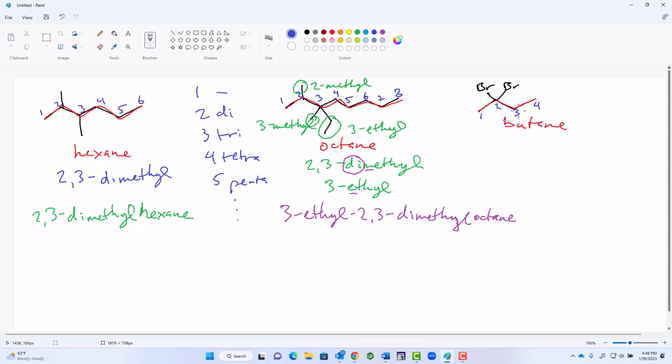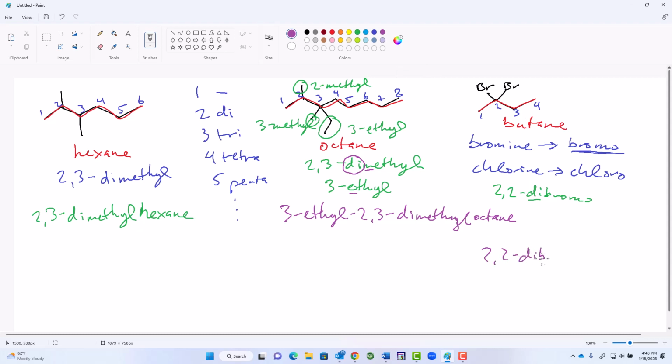We're then going to name our substituents. In this case, we have a bromine. Bromine is going to become bromo, just like chlorine would become chloro. Fluorine would become fluoro. Iodine would become iodo. So we're going to be looking at this bromo substituent. We have 2 bromines at the 2 position, so we have a 2,2-dibromo. And then we have a butane, so our complete name would be, I'm putting it down here, 2,2-dibromobutane. So that would be how we would name this compound.